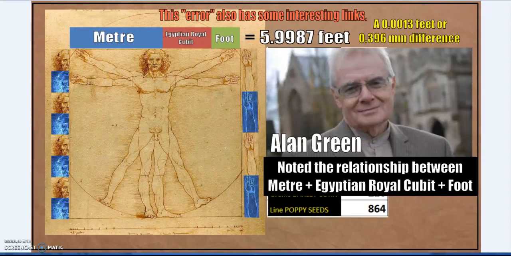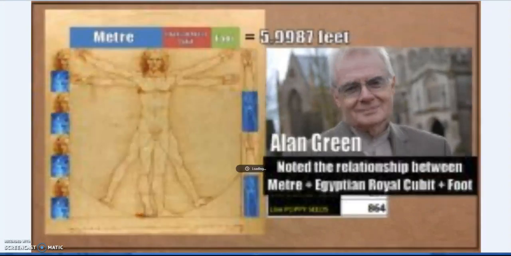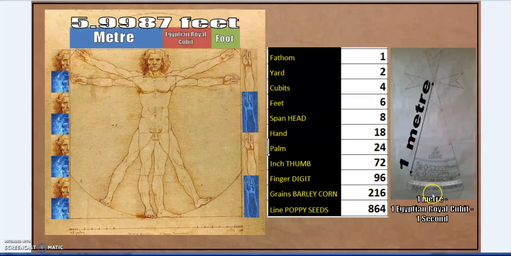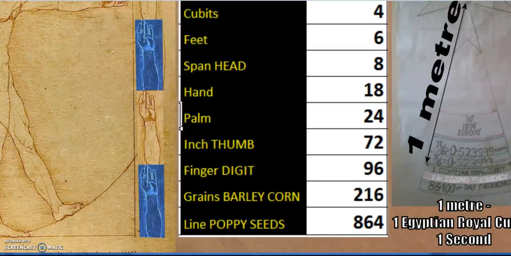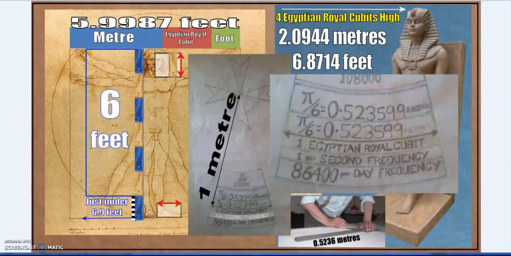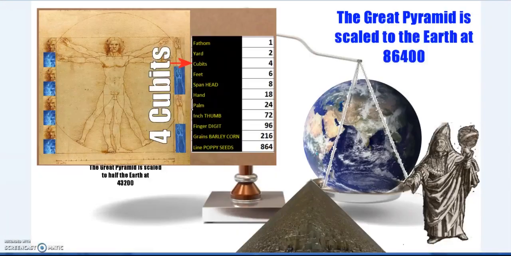But so the meter, the Royal Egyptian cubit, which also link together via the 1 meter pendulum, creating 1 second, creating 1 Egyptian Royal cubit, as in 86,400 seconds per day, which is the ratio that we need to find from the Great Pyramid to connect to the Earth. Now, there's a lot more information in regards to this, but 86,400 or 864, man is a measure of all things.